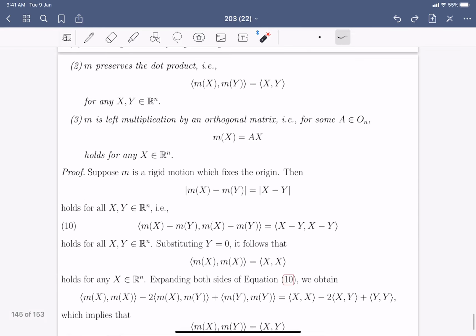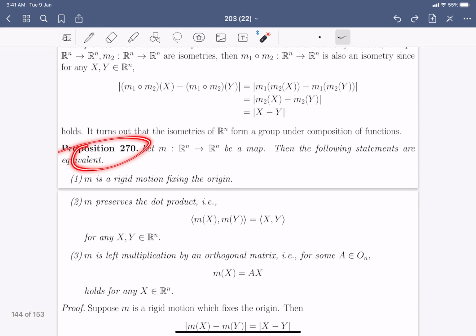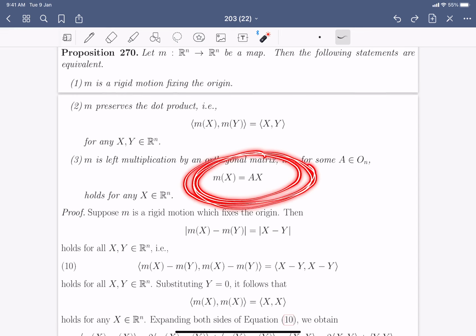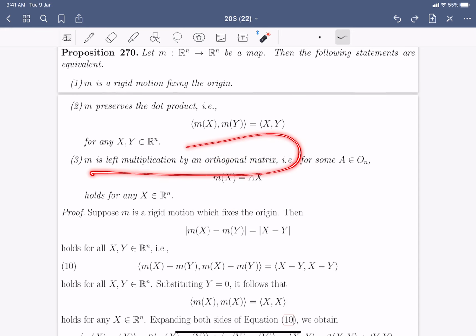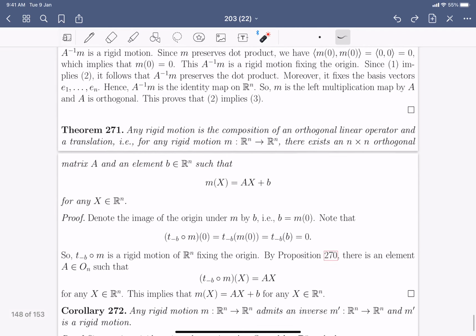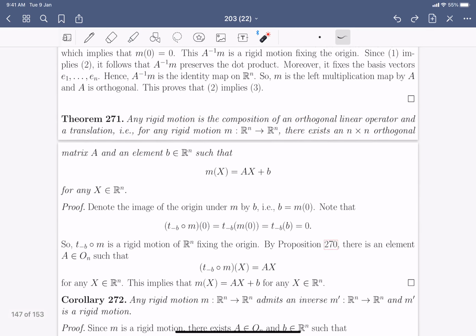If you rely on the previous proposition, then you know that if you have a rigid motion that fixes the origin, then it has to be of this shape, that is M(x) equals Ax for some orthogonal matrix A. And this has to hold for any x inside Rn. Here, the rigid motion that we started with may not fix the origin, but you can modify M suitably so that you end up getting a rigid motion of Rn that fixes the origin.